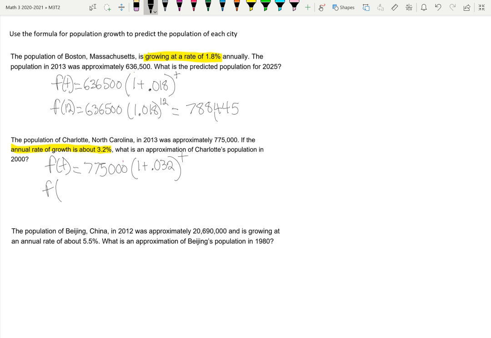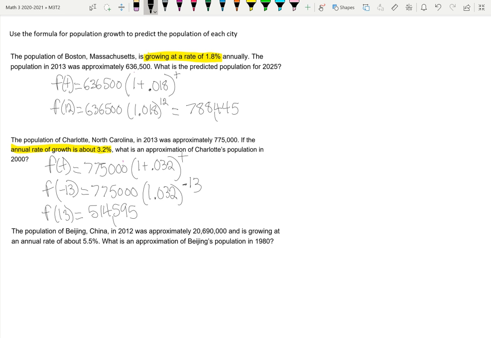So I'm going to go ahead and plug in the time value. It's going back in time, so I'm going to plug in negative 13. This is going to be 775,000 times 1.032 to the negative 13th power. And when I plug this into my calculator, it is going to reveal that the original population in the year 2000 was 514,595. Add a comma for clarity.